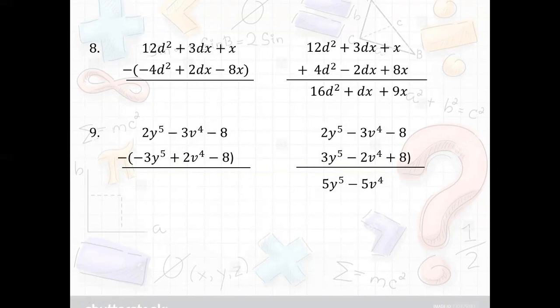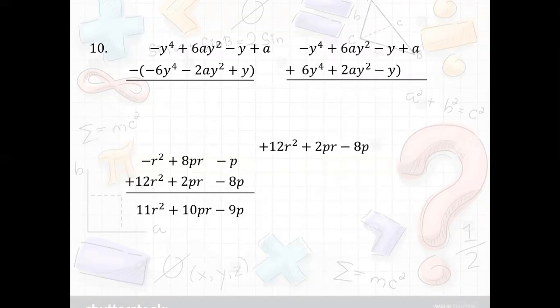Did you get the answer for question number 9 as 5y to the power of 5 minus 5a to the power of 4? If you have got it right, well done. You can just pat yourself on the back saying you have done a great job. Let's move to question number 10.